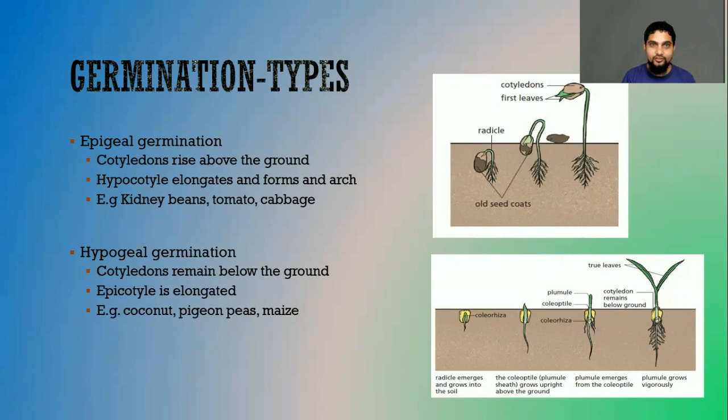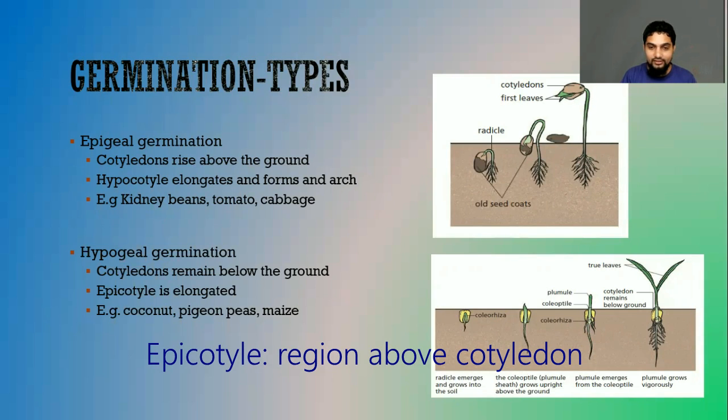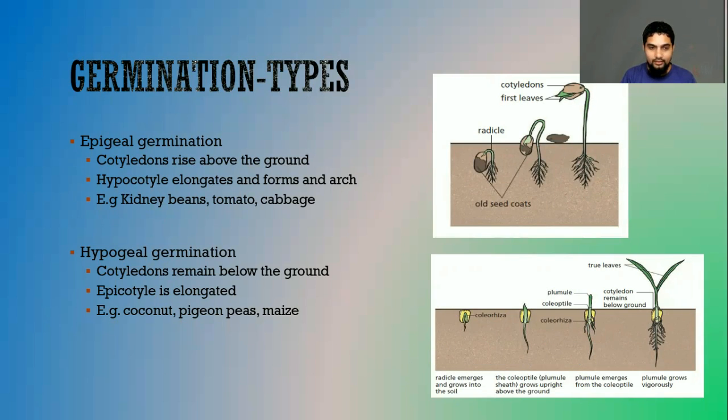The other type of germination we have is the hypogeal germination. While the plant is germinating, you would notice that the cotyledons remain below the ground. You can look at the bottom image here, and you would see that the cotyledons remain below the ground. The epicotyl is elongated, and you can see that also in the diagram. Examples of plants that undergo hypogeal germination would be coconut, pigeon peas, and maize.